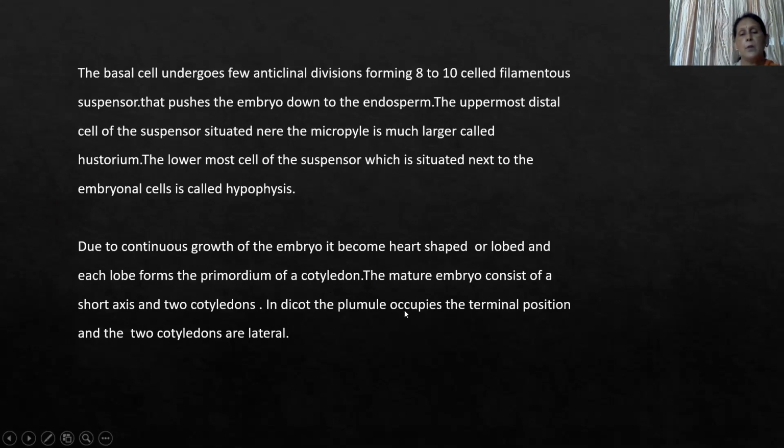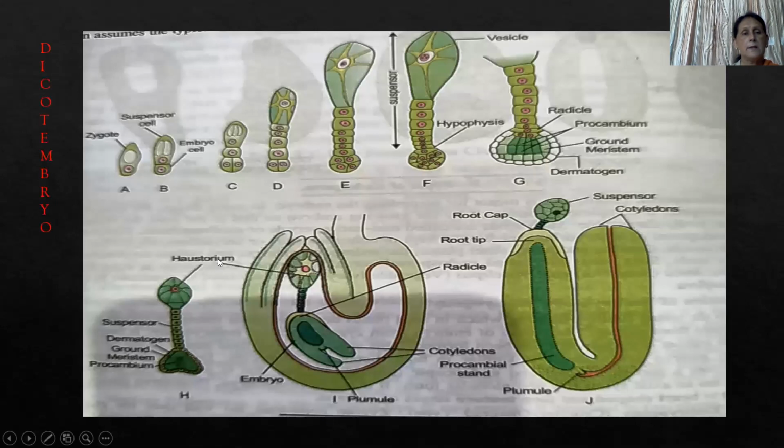In dicot, the plumule occupies the terminal position. So, what is the important characteristic of dicot embryo? The plumule always occurs at the terminal position, and the 2 cotyledon are in lateral position. So, here is the diagram. A diagram shows how the zygote is formed after fertilization. It divides transversely into a suspensor cell and an embryonal cell. The suspensor cell by transverse division forms 8 to 10 celled suspensor structure, and here the uppermost cell is the largest.